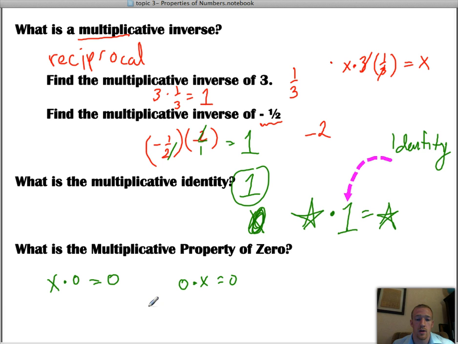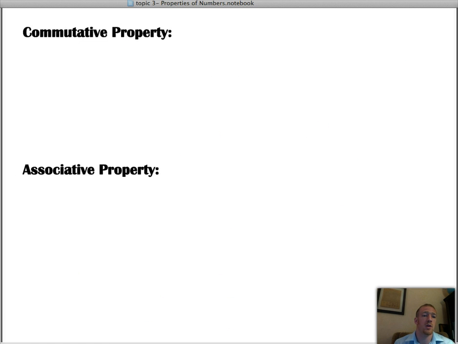And that's even like 0 times something like that. Even though there's stuff in parentheses, you have to do parentheses first, 0 times this is 0. That's the multiplicative property of 0. So let's see it in action. Oh, wait, a couple more properties.